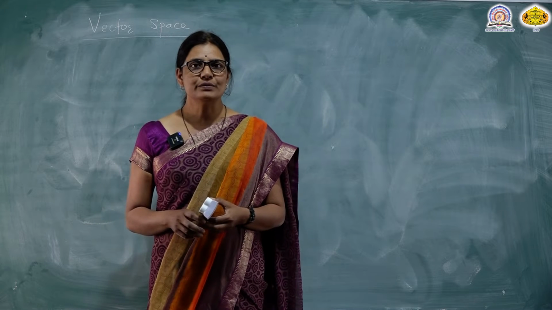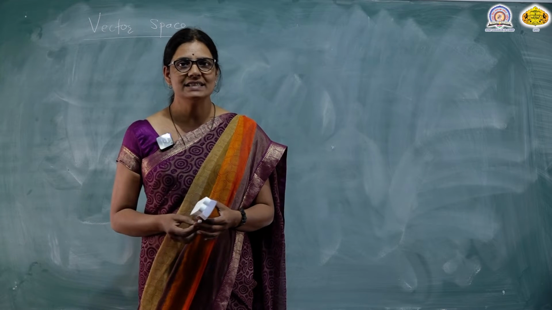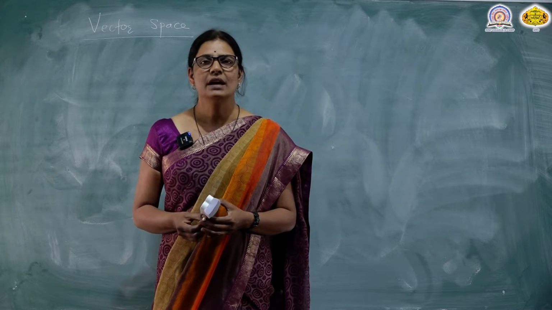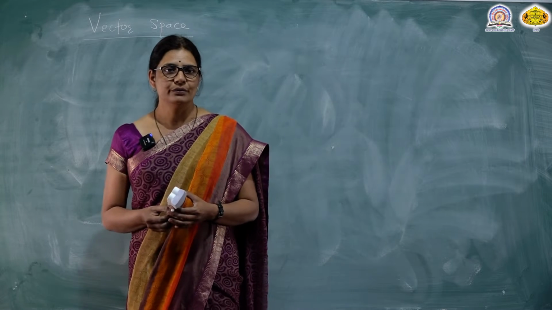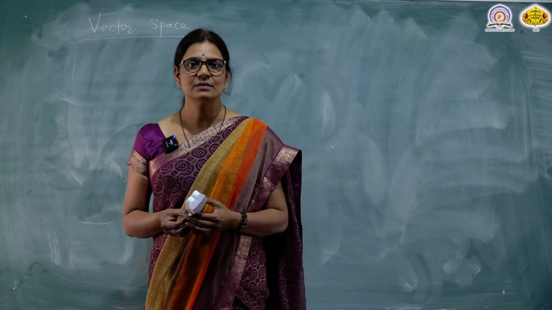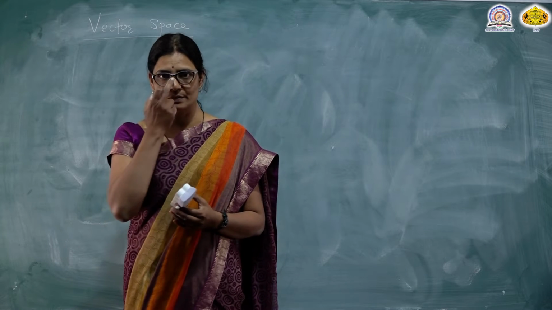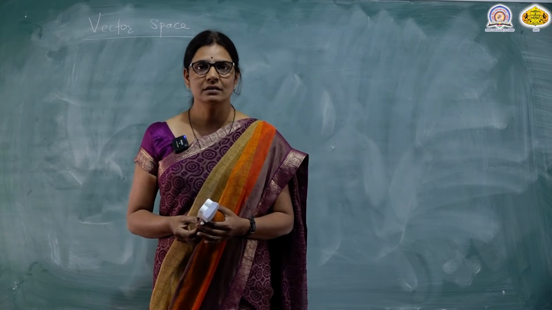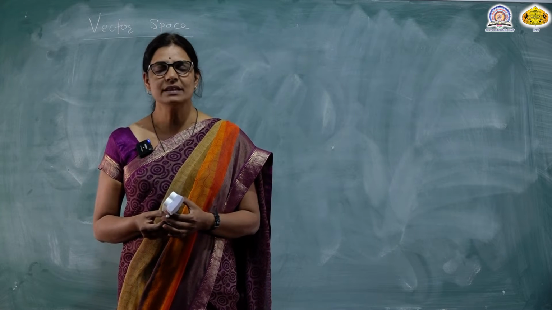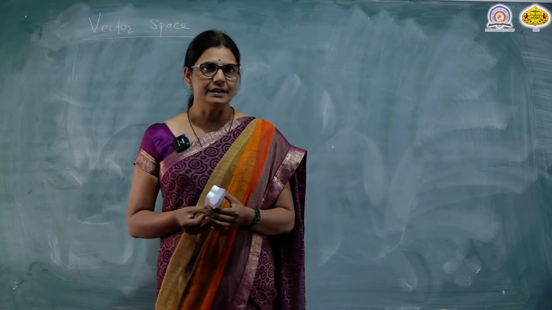In the last lecture, we studied field axioms, that is field properties, as well as the number system. In today's lecture, we will study the definition of a vector space and some simplest examples of vector space. And we will see when we say that a set is not a vector space, with some examples related to it.